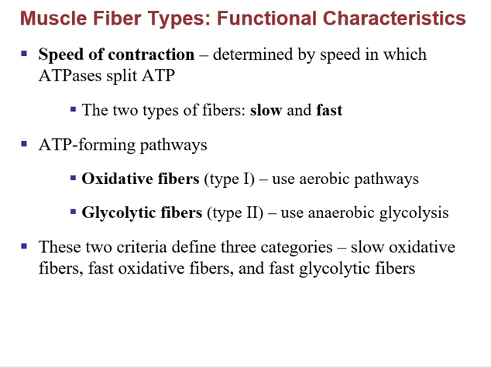And then one of the last things we're going to talk about is muscle fiber types. So we're going to be looking at functional characteristics like speed of contraction. Some muscle fibers are going to contract using really fast ATPases that break down ATP quickly. So that gives us slow and fast fibers. Others are going to be differentiated by ATP forming pathways. Some utilize the aerobic pathways primarily, so they're considered oxidative fibers. Others use anaerobic glycolysis more, and they're considered glycolytic fibers. If we combine these criteria, they give us 3 categories: slow oxidative, fast oxidative, and fast glycolytic fibers.